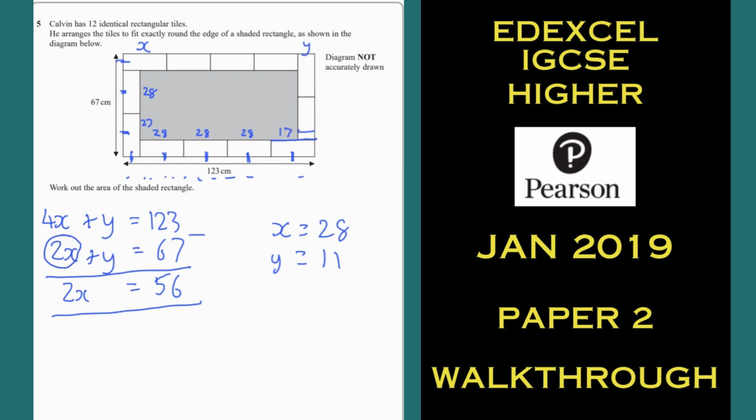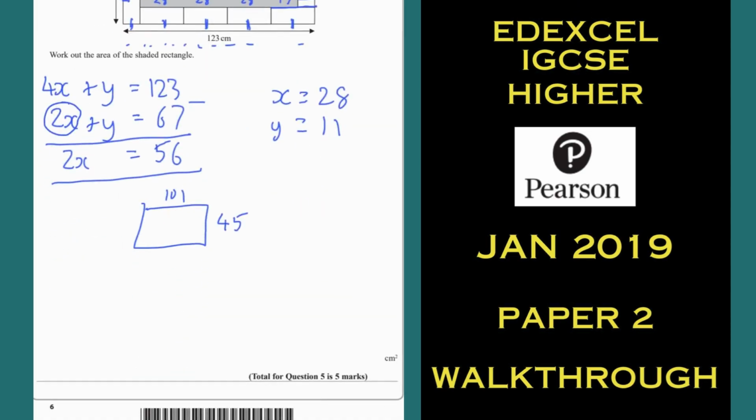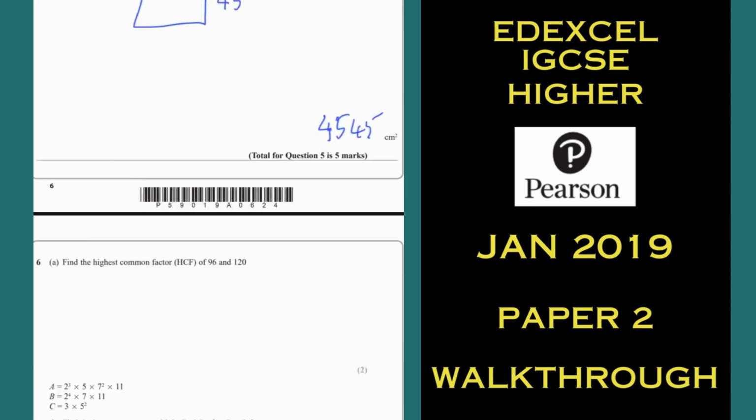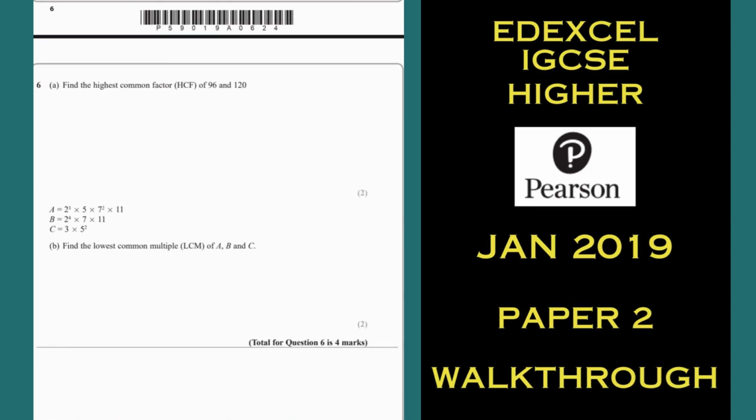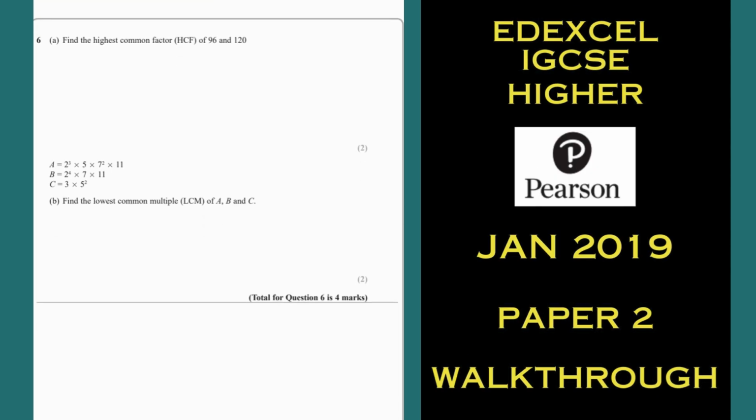27. So the rectangle, if you add the length and width up, the actual rectangle that's shaded is 101 wide, 45 high. You grab your calc. It's 101 times 45, which is 4,545 centimetres squared.